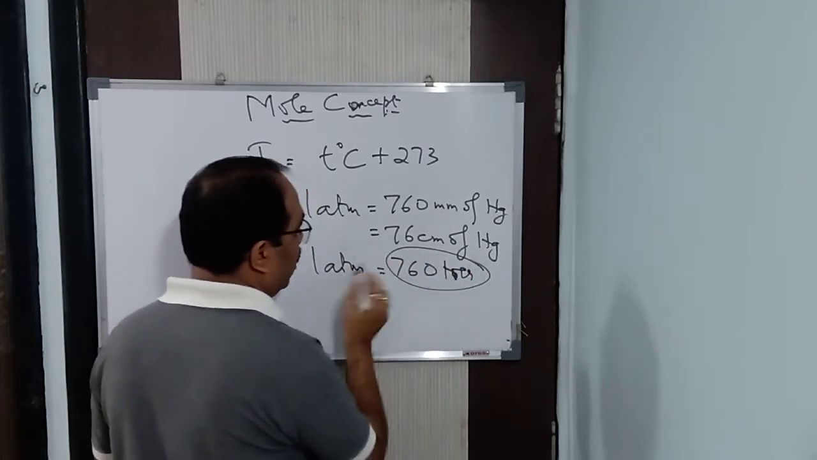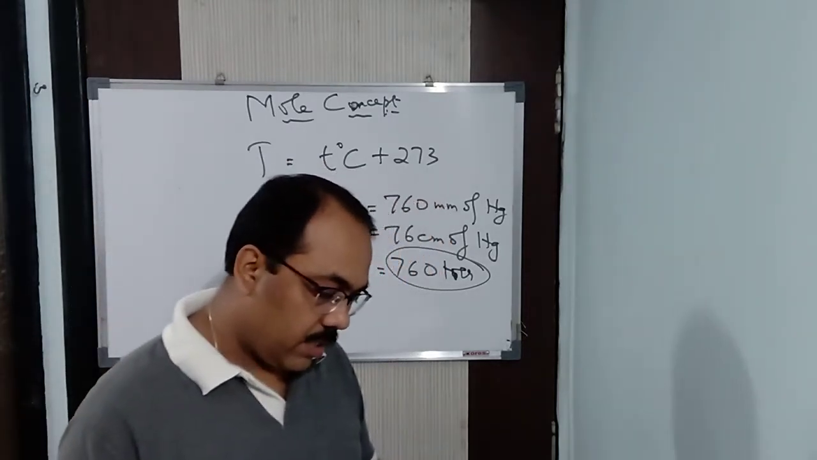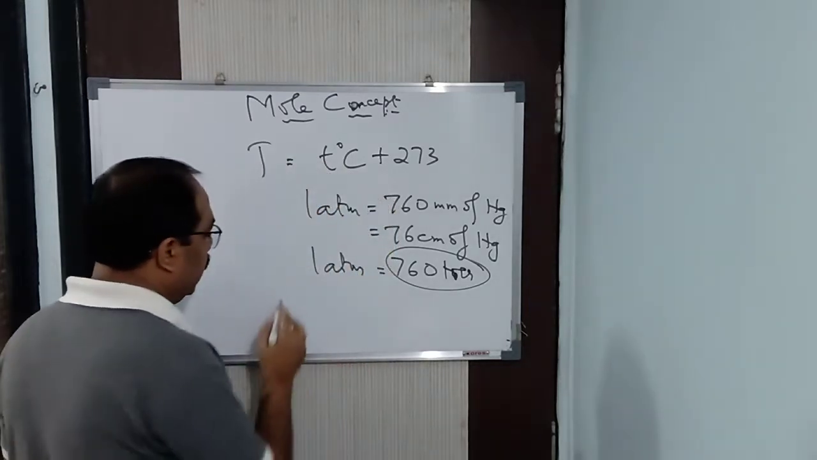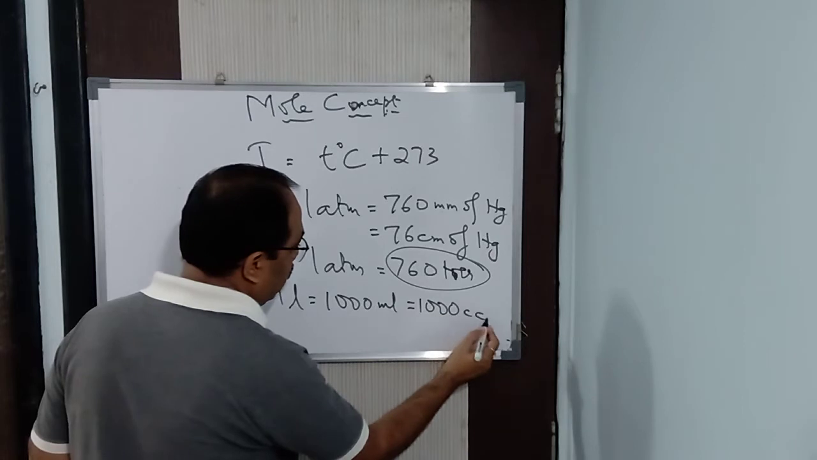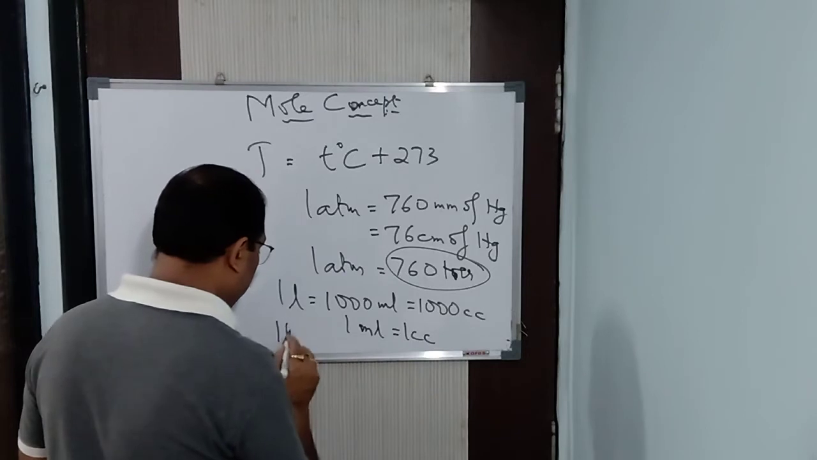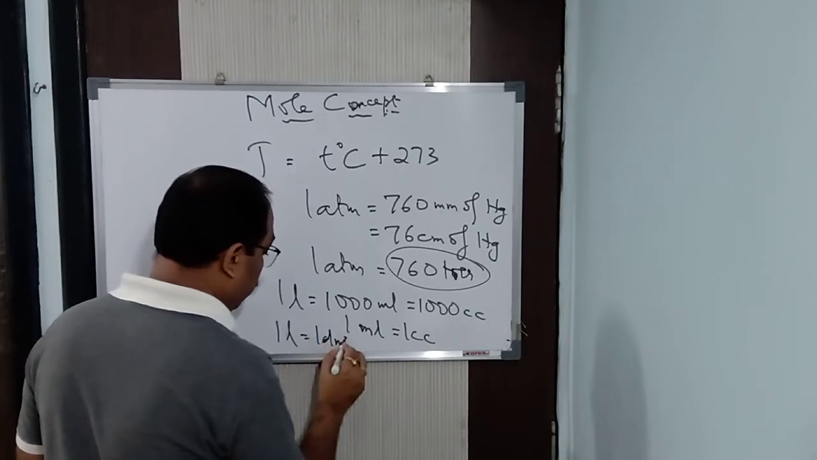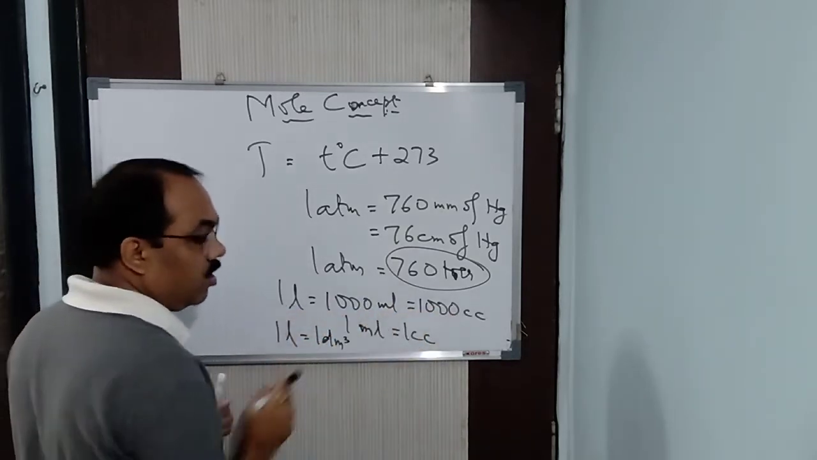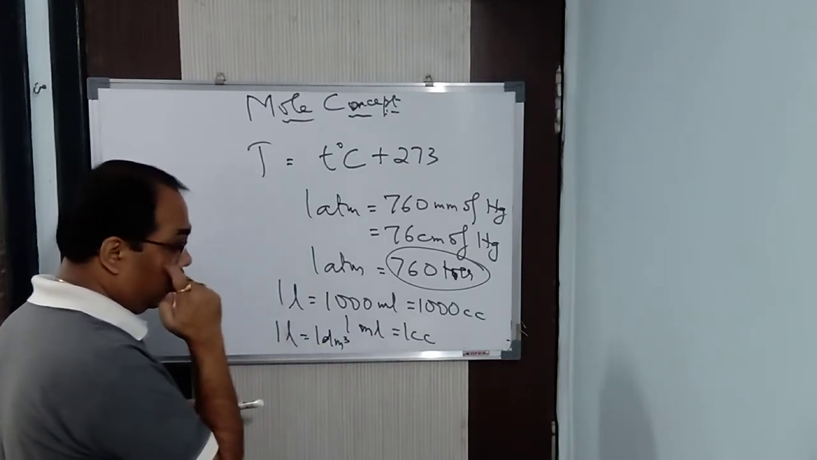Generally this is not used in class 10 so much, but ATM and all these things will be used accordingly. Clear. Next is the unit of volume. Volume is measured in liters. 1 liter is equal to 1000 ml is equal to 1000 cc. That means 1 ml is 1 cc and 1 liter is 1 decimeter cube. CC means centimeter cube. So these are the things you need to know.